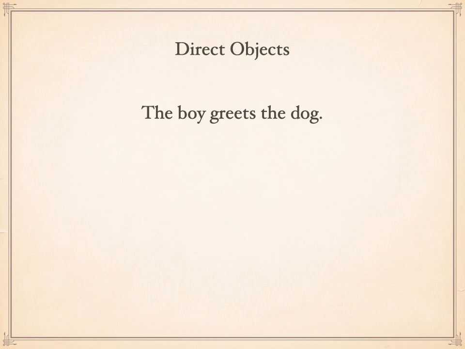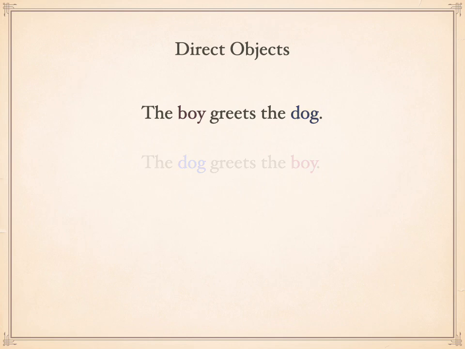So in the sentence, the boy greets the dog, we know that boy is the subject of the sentence. One of the clues is that it's at the very beginning of the sentence. Dog is the direct object. It is the thing being greeted by the boy. Now in English, the word's position in the sentence is really important. If I were to switch those two words and instead write the dog greets the boy, we now see dog has become the subject of the sentence and boy is the direct object.